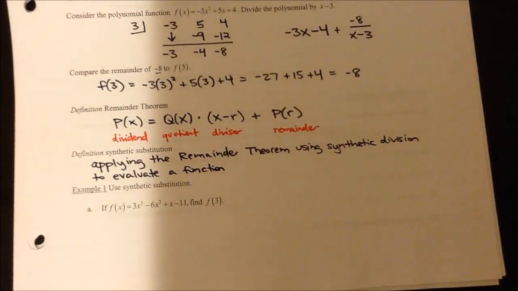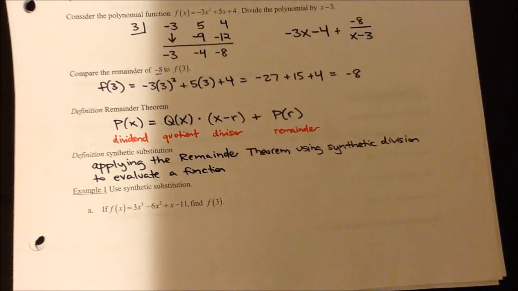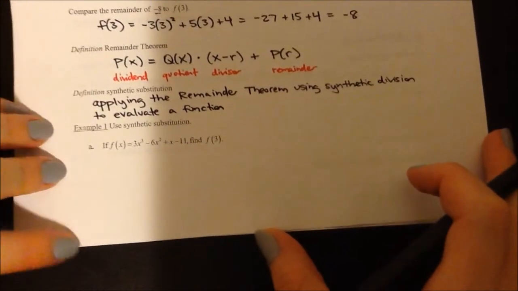Okay, that's what we're going to do right now. So, synthetic substitution. If we want to find f of 3, let's pretend, just for fun, that we don't have a calculator, because of course I taught you how to just plug the 3 right into the function if we have a calculator. We're going to do synthetic substitution.